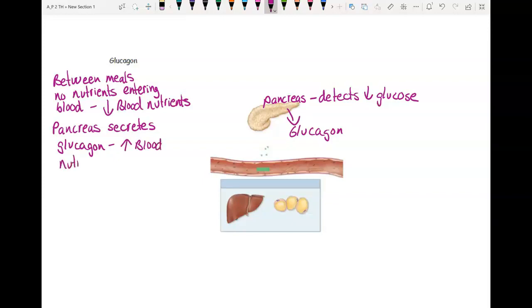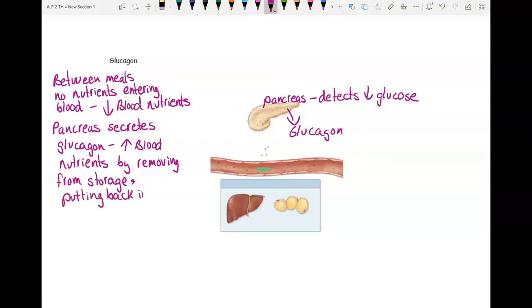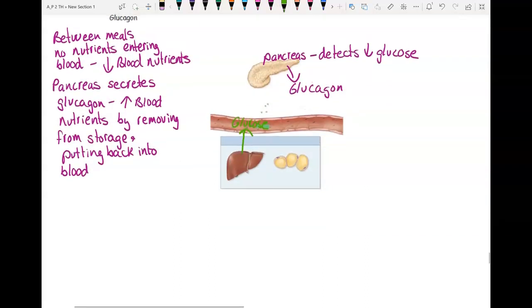So glucagon will increase blood nutrients by removing them from storage and putting them back into your blood. So we're going to get glucose from the liver. So from the liver, we will put glucose back in the blood. That means you're going to break the glycogen, which is glycogenolysis.